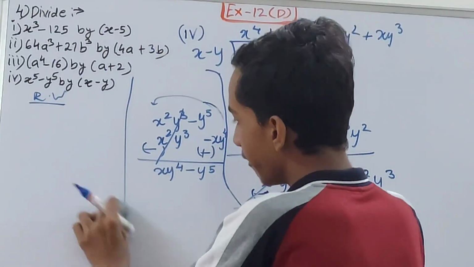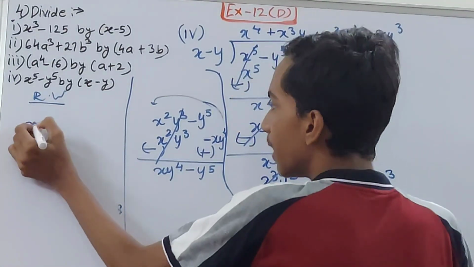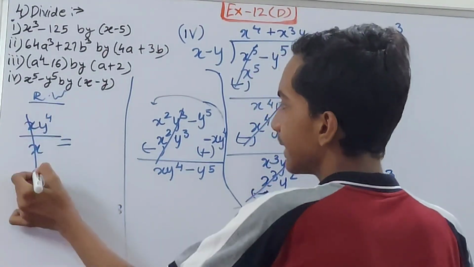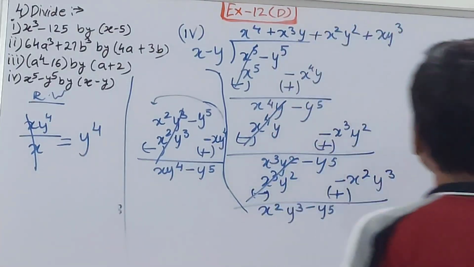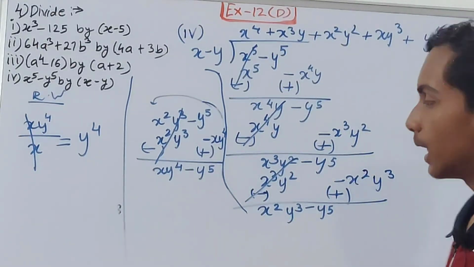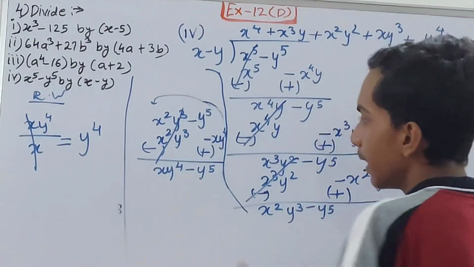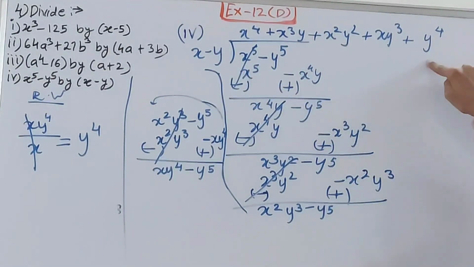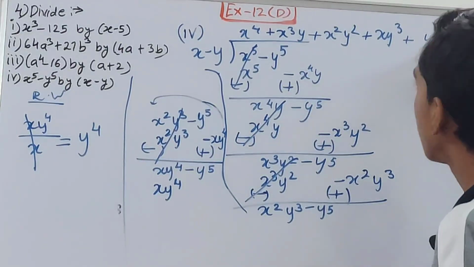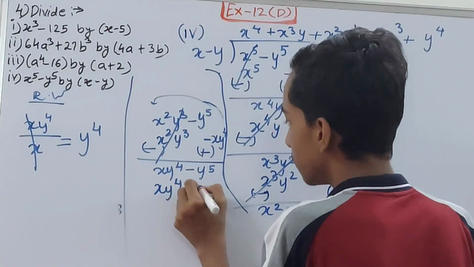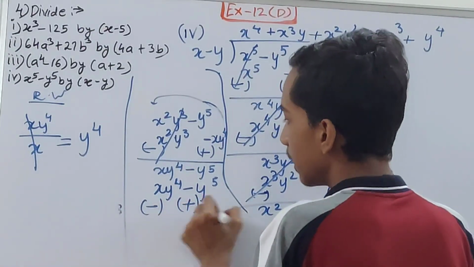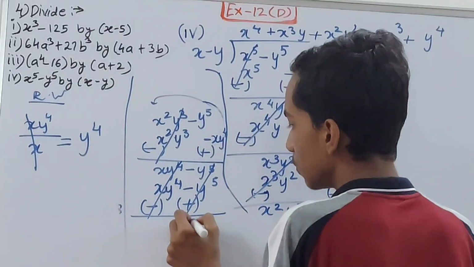We have to divide the first term here, that is xy to the power of 4, by the first term here, that is x. So x will cancel, you have y to the power of 4, so plus y to the power of 4. Alright, now see here, x into y to the power of 4 will become xy to the power of 4. Y to power 4 into minus y will become minus y to power 5. Now change your signs, minus sign here, plus sign here, this will cancel, so you are left with 0.